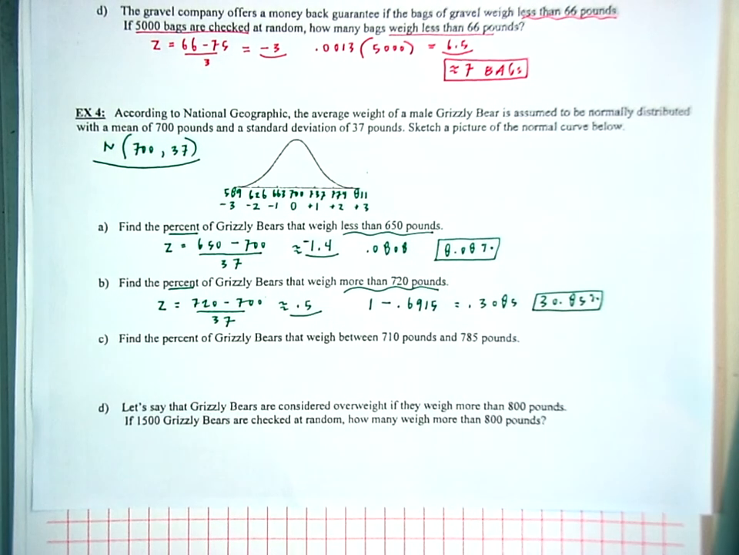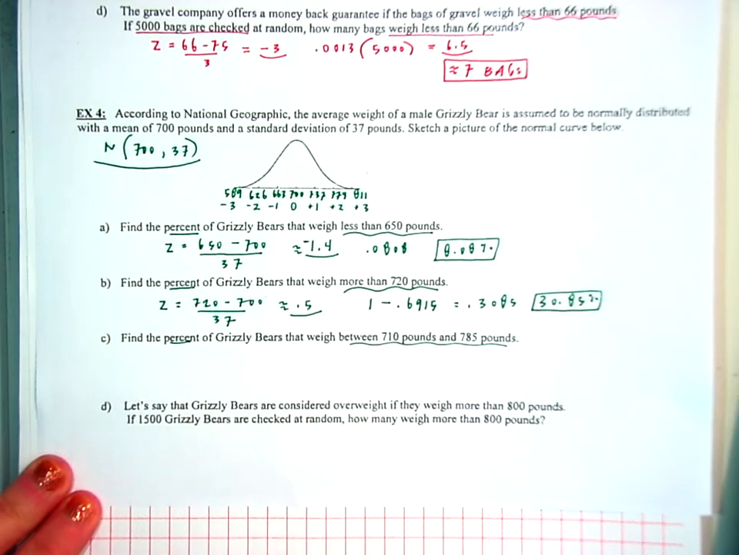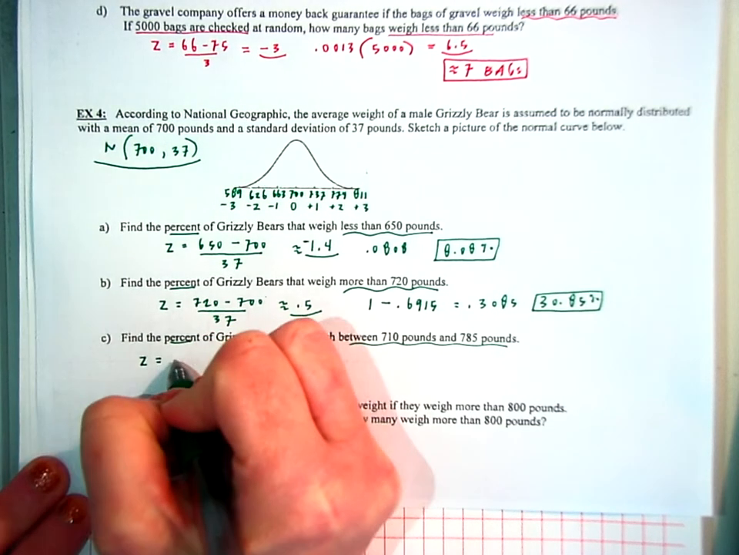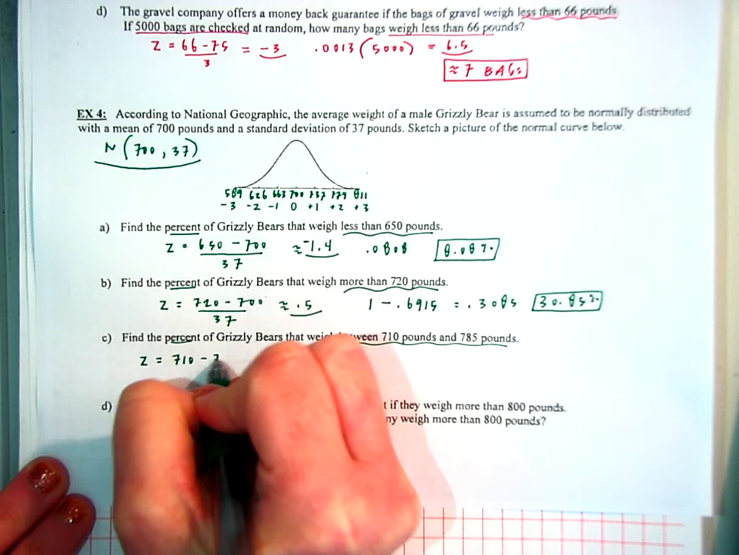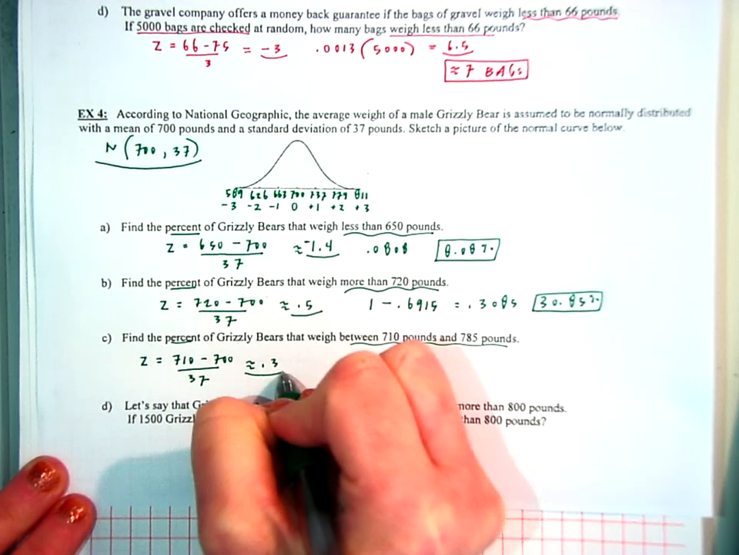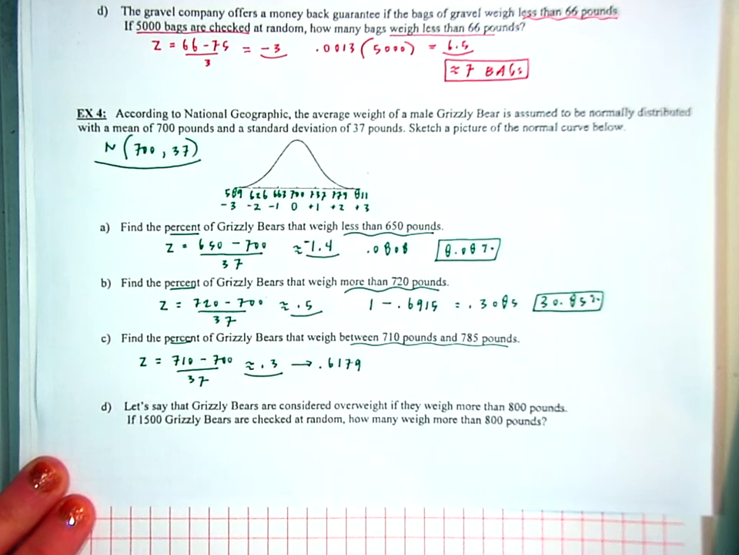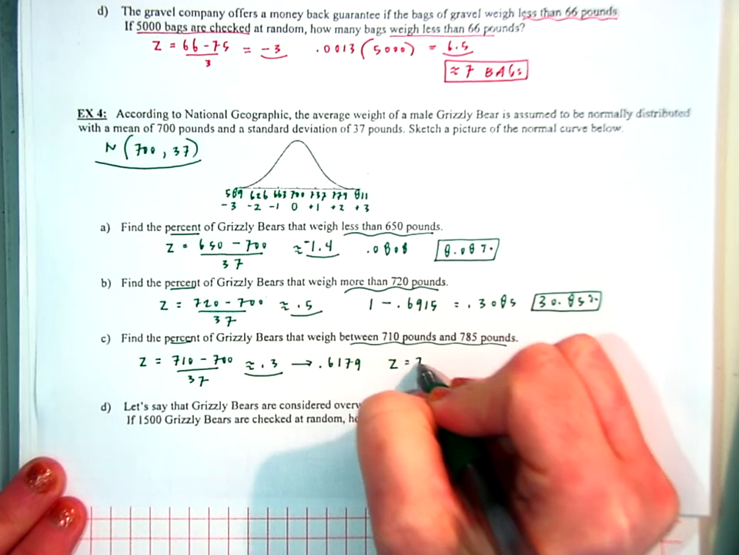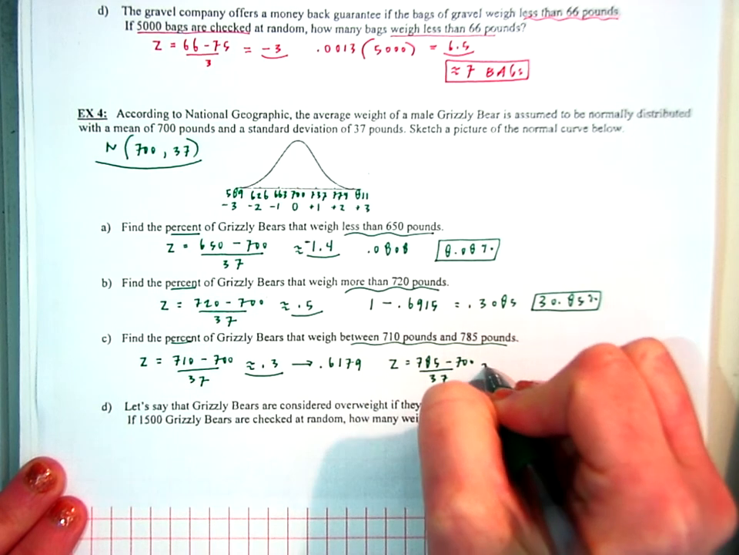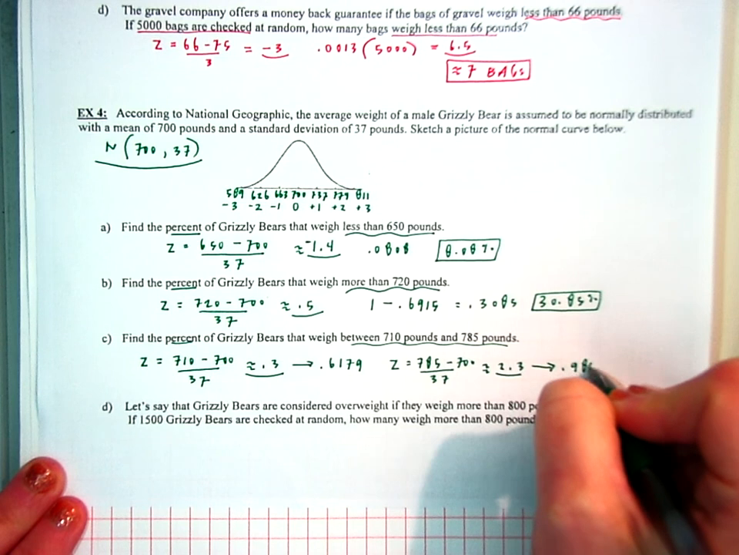Okay, find the percent of grizzly bears that weigh between, so again, percent and an in between, 710 and 785. I have to find the 2 z-scores. If I focus on the 710, I have 710 minus 700 divided by 37, which gets me about 0.3. The proportion below is 0.6179. My other z-score, 785 minus 700 over 37, is going to be about 2.3. The proportion below would be 0.9893.